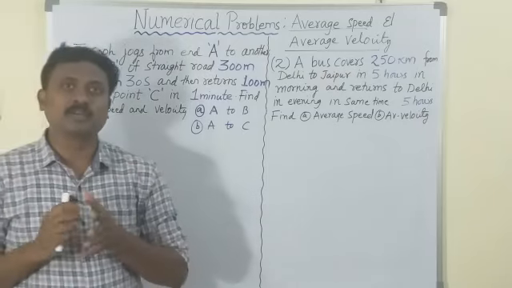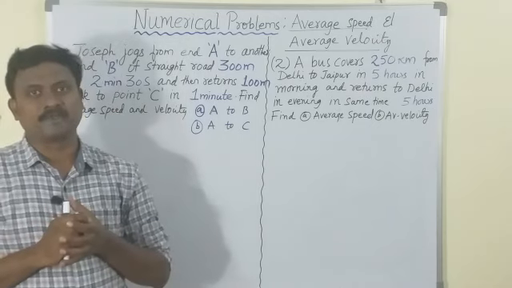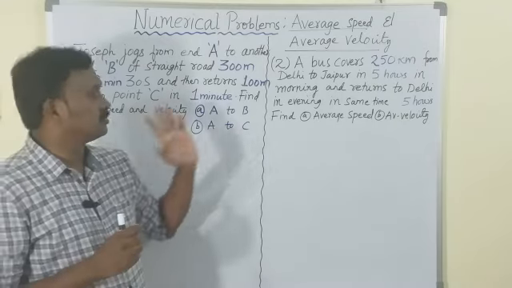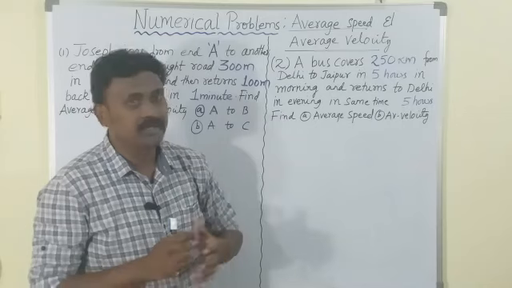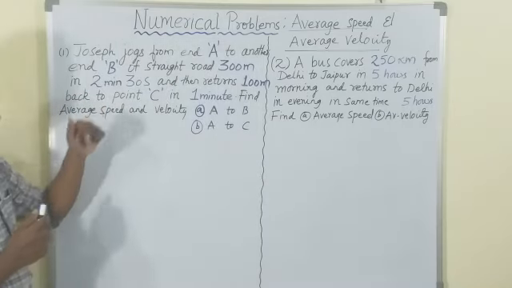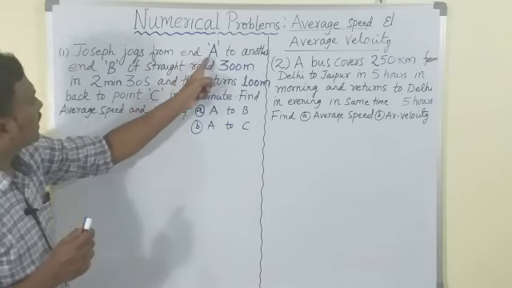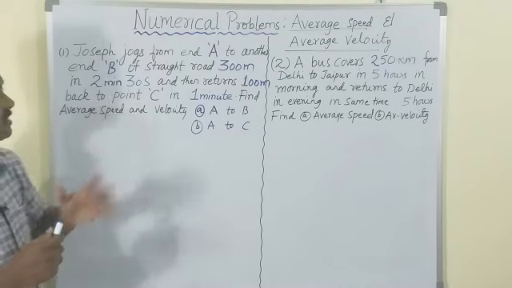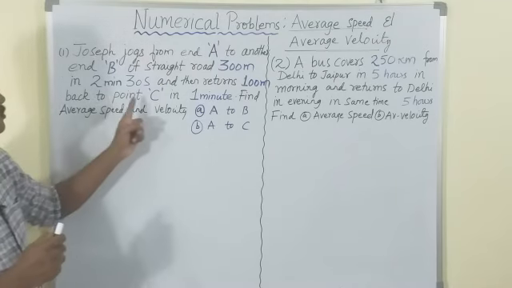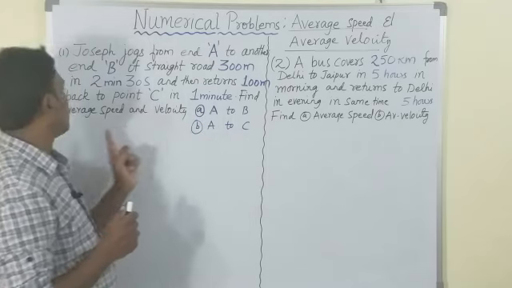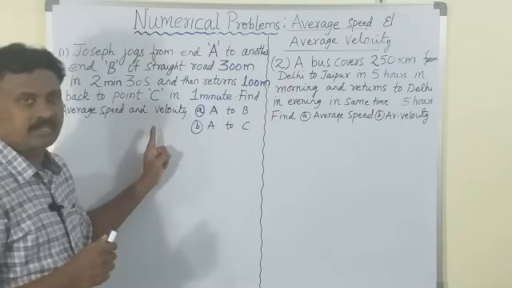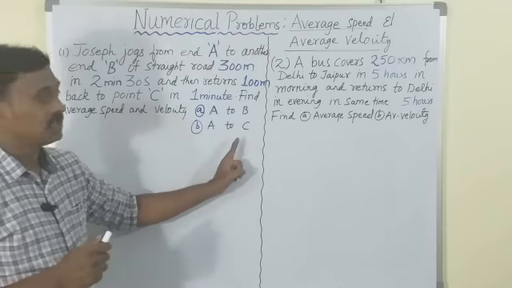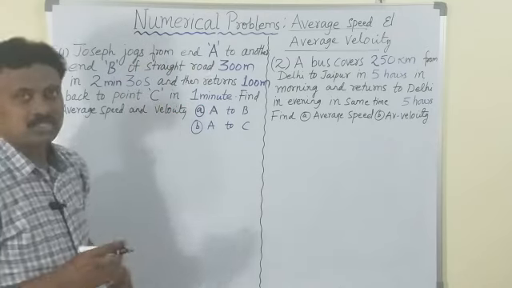Regarding the numerical problems, children, first you have to read the question properly and try to understand what is asked. Only then will you be able to solve the average speed and average velocity. Joseph jogs from end A to another end B of a straight road 300 meters in 2 minutes 30 seconds and then returns 100 meters back to point C in 1 minute. Find average speed and velocity, from A to B and from A to C.